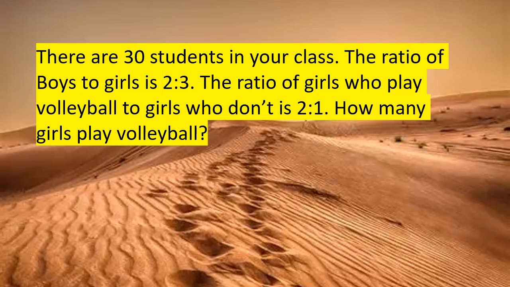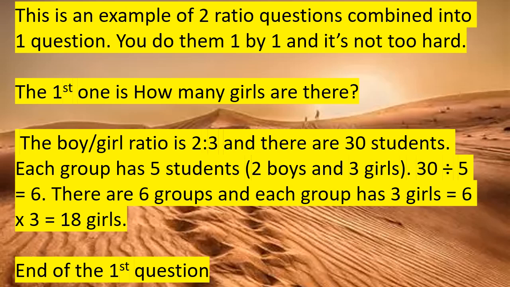There are 30 students in your class. The ratio of boys to girls is 2:3. The ratio of girls who play volleyball to girls who don't is 2:1. How many girls play volleyball? This is an example of 2 questions combined into one question. You do them one by one, and it's not too hard.